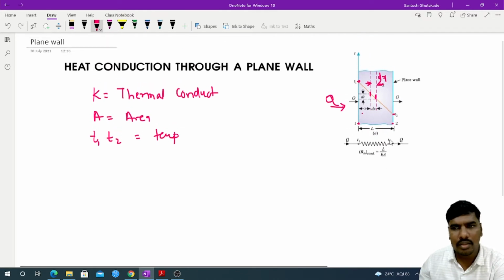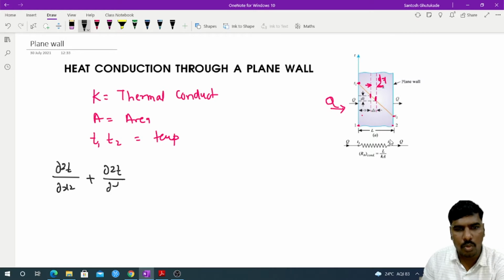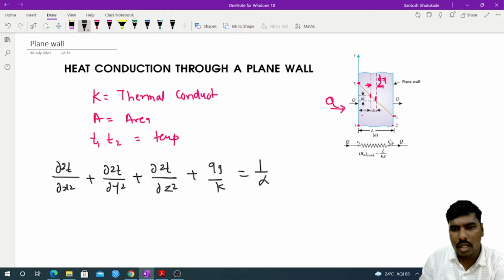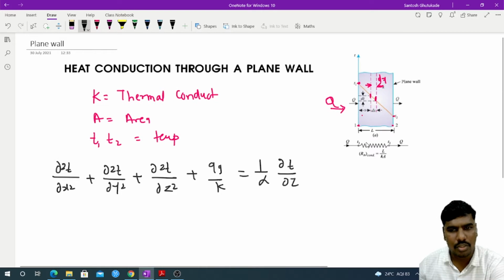Now we have to derive the equation for heat conduction through a plane wall. Now we know the generalized heat conduction equation in Cartesian coordinate. It is dou square T upon dou x square plus dou square T upon dou y square plus dou square T upon dou z square plus Qg by K is equal to 1 upon alpha dou T by dou tau. So this is the generalized heat conduction equation in Cartesian coordinate.